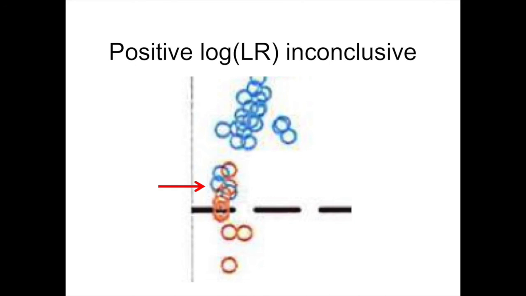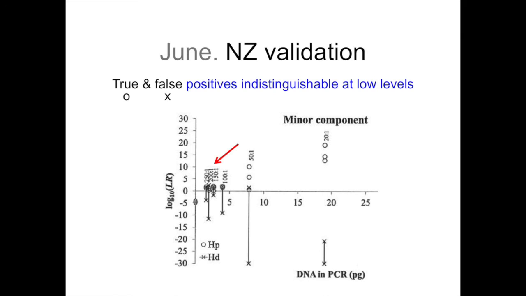Is the person really there, blue, or are they really not there, orange? You get the same number. So this program, by this validation study, isn't terribly helpful in resolving those questions. You just get some low inclusionary number, which is a false positive for the orange cases and a low number for the blue cases. To confirm this further, in June, there was another report.